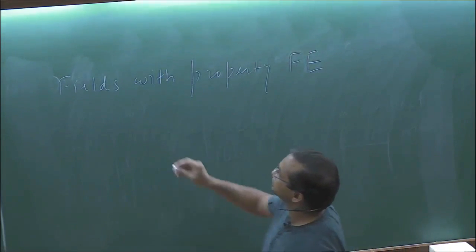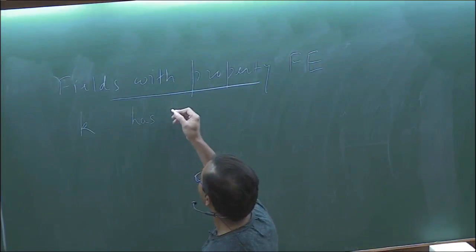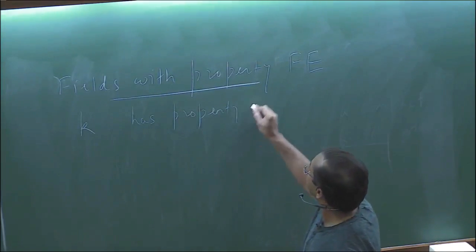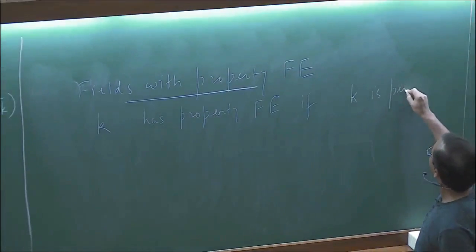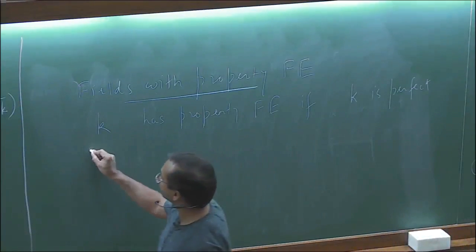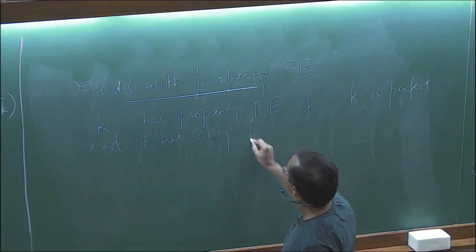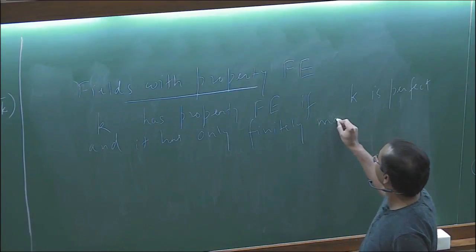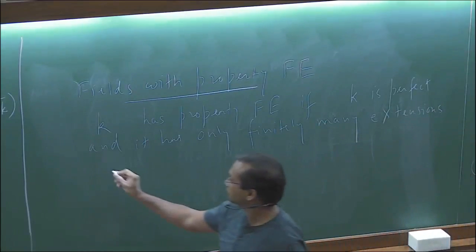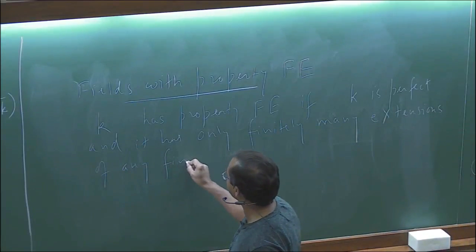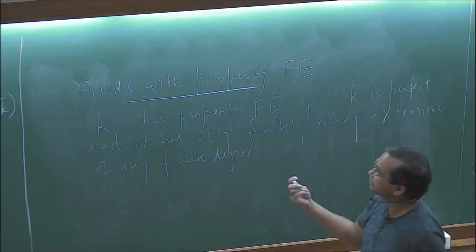What are these fields? K has property Fe if, first of all, it's perfect, and it has only finitely many extensions of any given finite degree. So this is a certain kind of field.